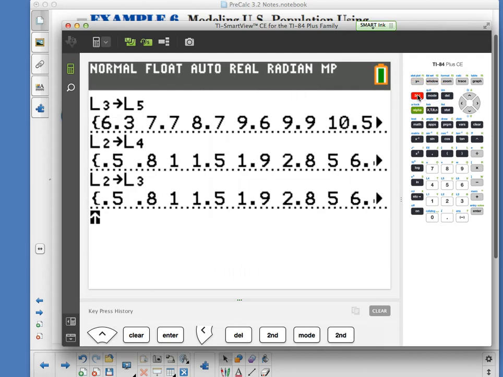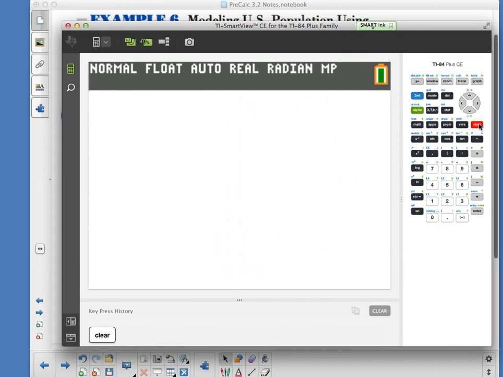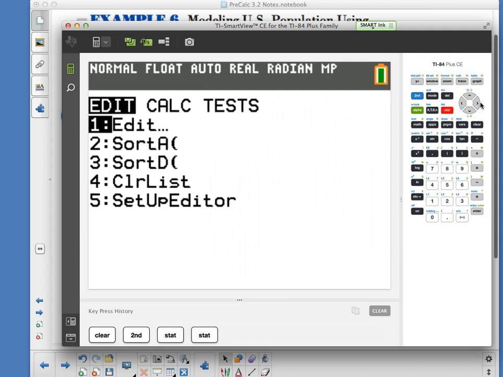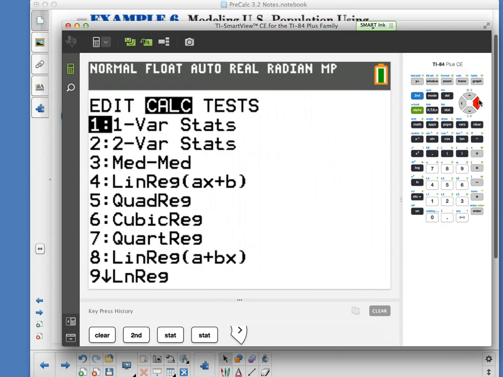Well, let me get rid of some stuff. I'm going to delete some stuff. Second clear. Where is that? Yeah. So now I'm going to go back to stats. Sorry, guys. And I'm in the calc because that's where my regressions are. And I want to go to the exponential regression, and that's down further. Forgot which one, otherwise I just pushed the button.